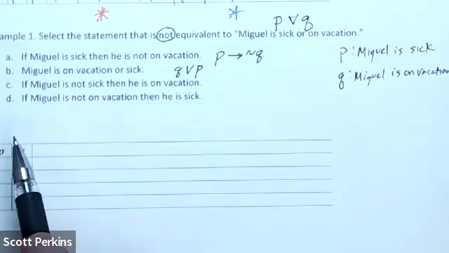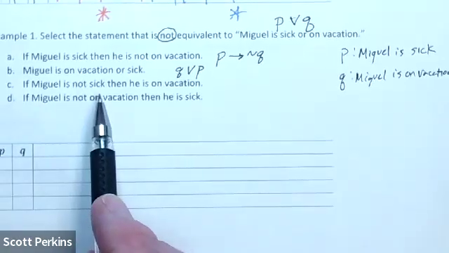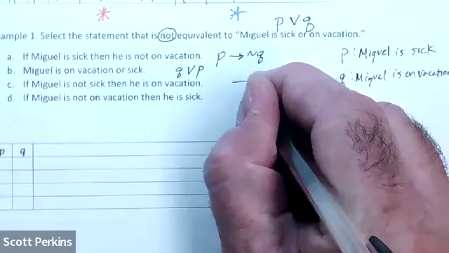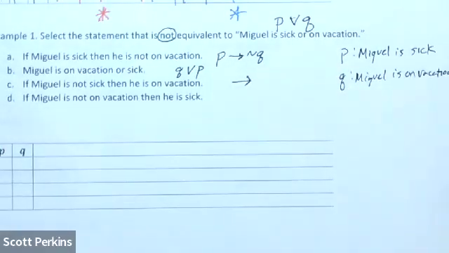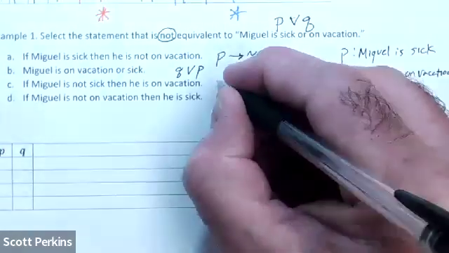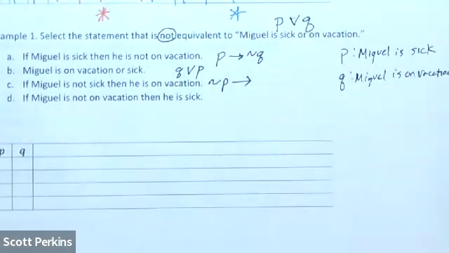Statement C is if Miguel is not sick, then he's on vacation. So that's another conditional statement. So there's my arrow. If he is not sick, so that's squiggly P, then he is on vacation. That's Q.